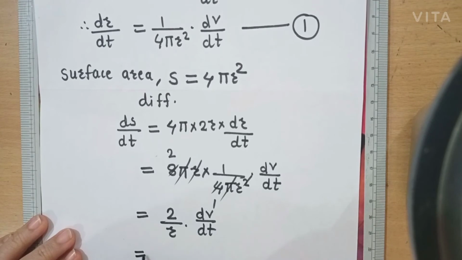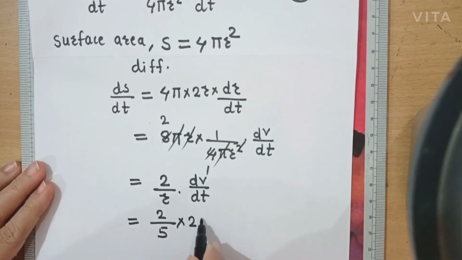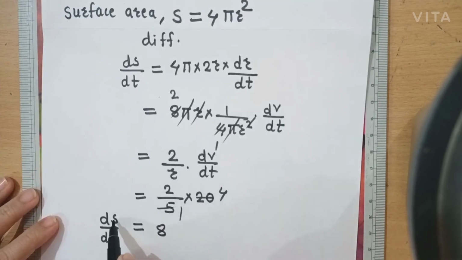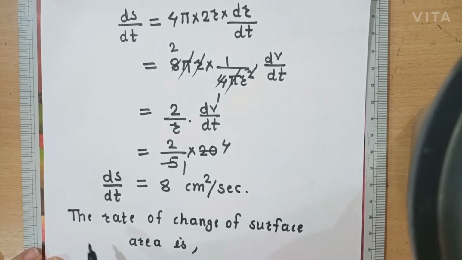Now r is 5 as given, so 2 upon 5 and dV by dt, and so again 5 4s are 20, and that is equal to 8. For the unit, S we will write centimeter square, and for t we will write second. Therefore the rate of change of surface area is 8 centimeter square per second.